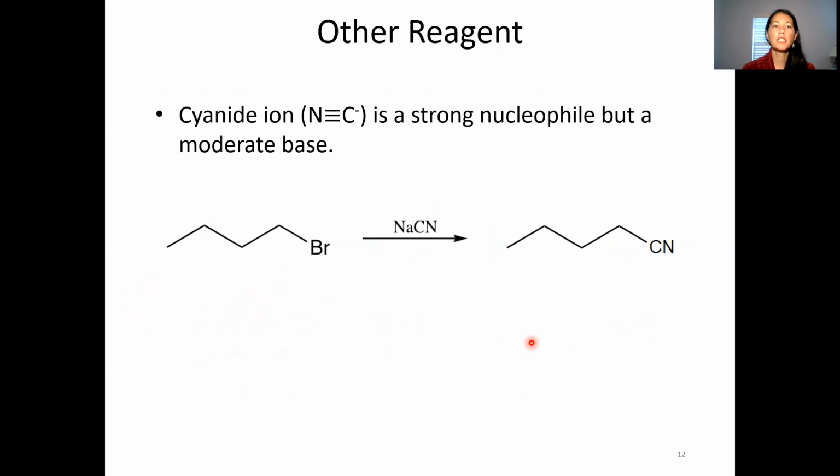Okay, one other reagent I want to mention is cyanide. You guys have seen this once before, but cyanide is a good nucleophile. It's a moderate base. You'll mainly see it used as a nucleophile to add in and undergo a substitution reaction to give nitrile products.